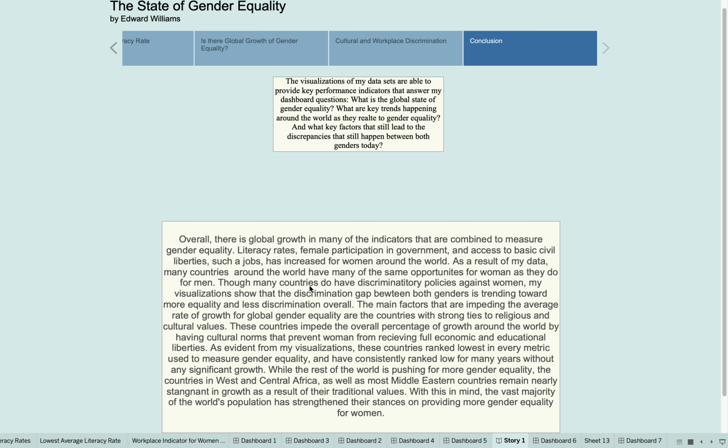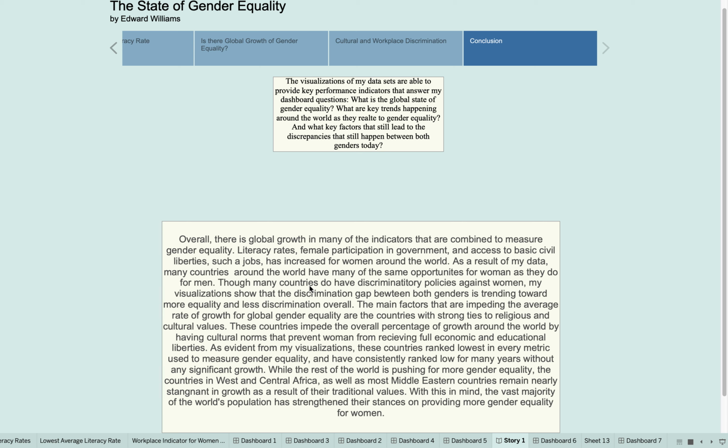These countries impede the overall percentage of growth around the world, having cultural norms that prevent women from receiving full economic and educational liberties. And that's also evident in the last slide that I just showed you, where women have a lot of discrimination again in the workplace, and women have a lot of discrimination at home and in their actual communities.